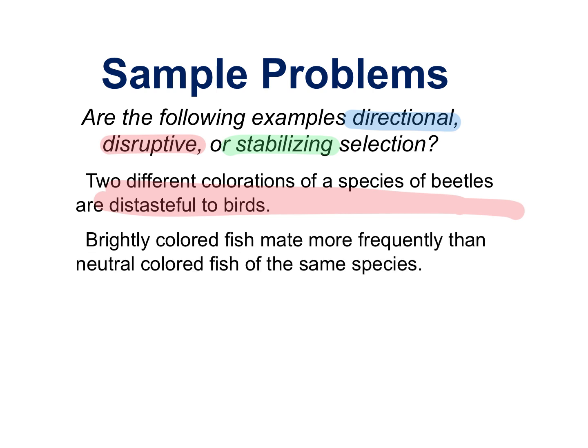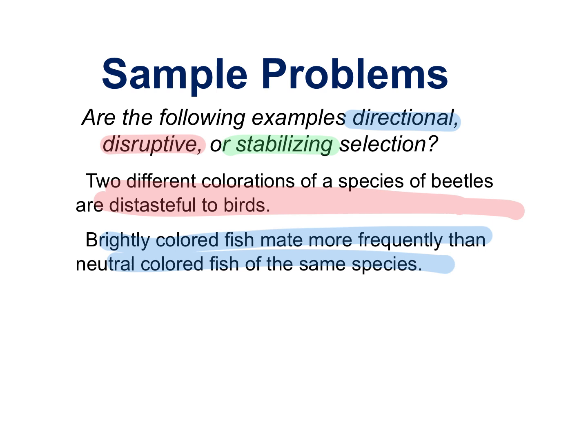Our next example is brightly colored fish mate more frequently than neutral colored fish of the same species. So we're going to look for those extreme rare fish rather than the average ones. So we are going to be moving in one direction.